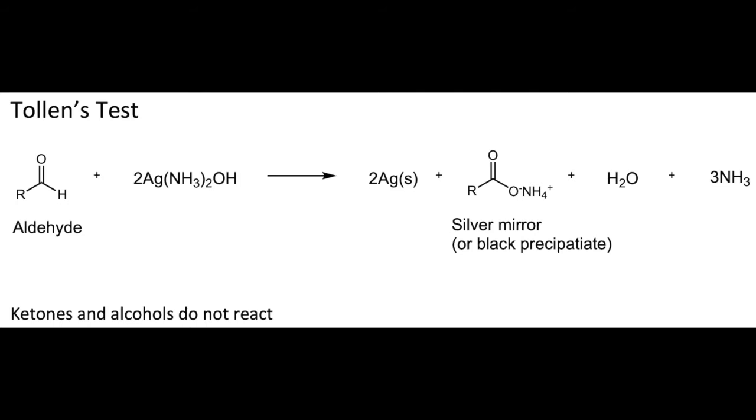In this test, we have a reaction between an aldehyde along with silver nitrate and ammonium hydroxide to give us our carboxylate ion as well as silver, which can be observed in the form of a silver precipitate. When tested with the ketone, the silver nitrate and ammonium hydroxide yields no reaction.